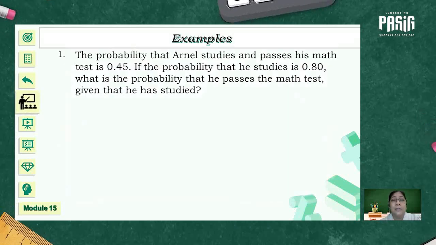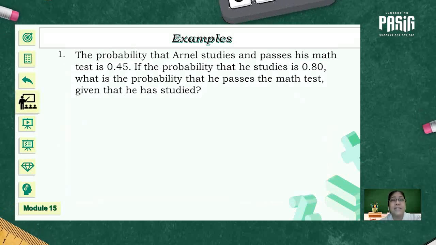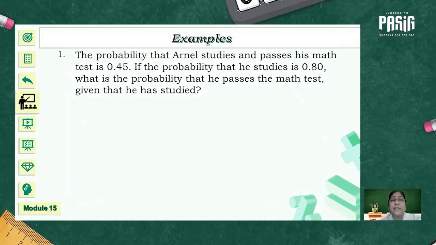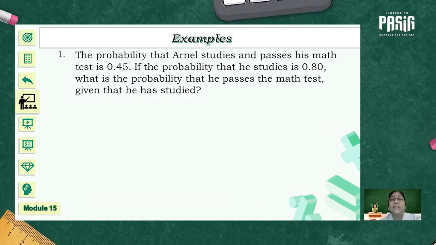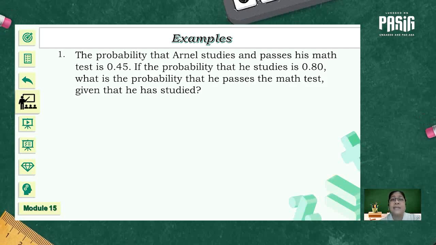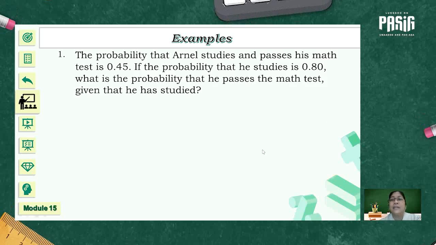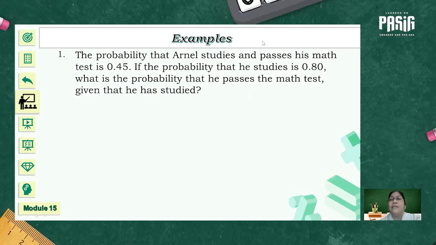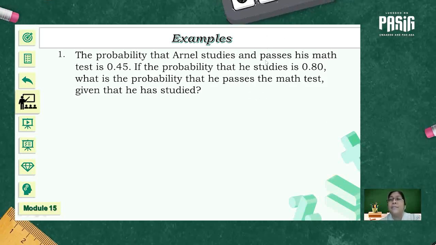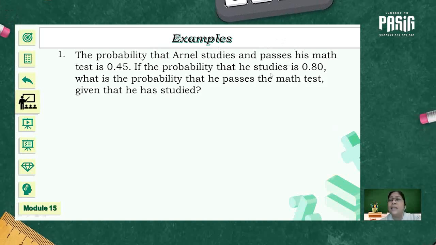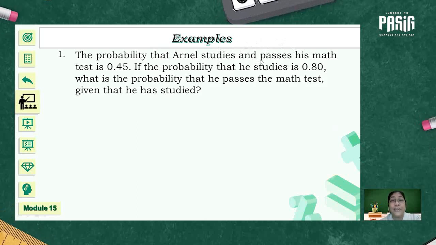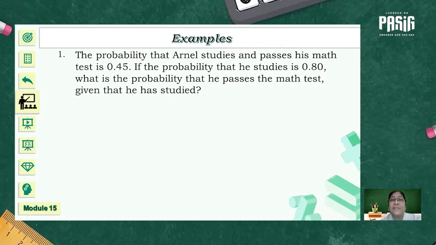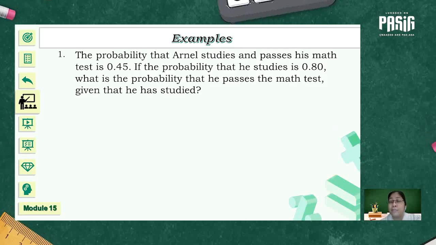Number 1. The probability that Arnell studies and passes his math test is 0.45. If the probability that he studies is 0.80, what is the probability that he passes the math test given that he has studied? Let us identify the two events. Events are studies, passes. Studying, passing. And there is a word and. Therefore, there is an intersection between the two events. And that is what we need to solve the problem.